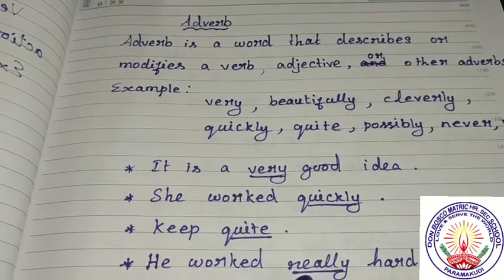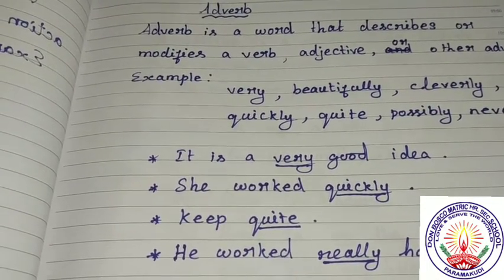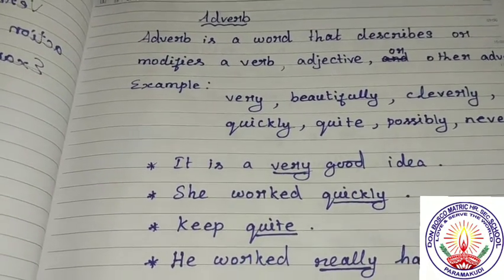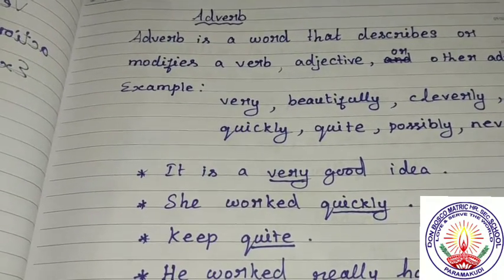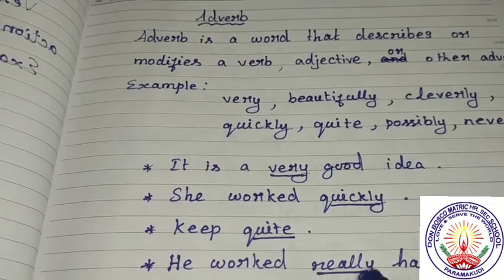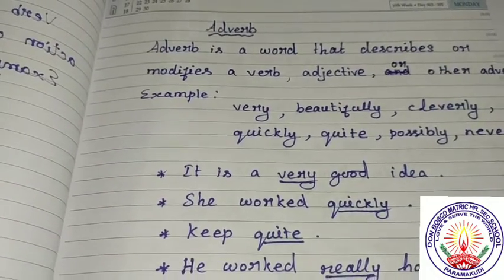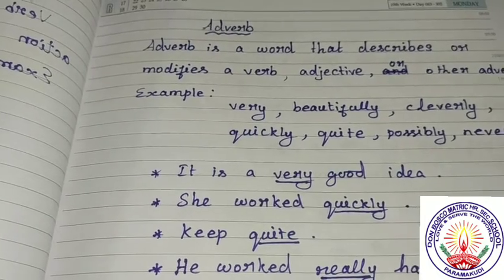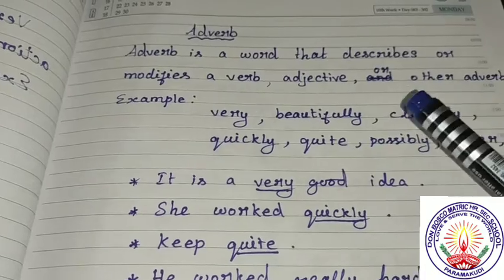Really hard. She worked really hard. How did she work? She worked hard. So that is an adverb. Really here is an adverb. Okay, do you understand? So an adjective qualifies a noun, and an adverb qualifies a verb or an adjective or other adverbs.